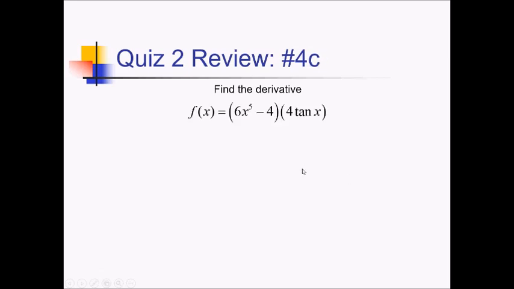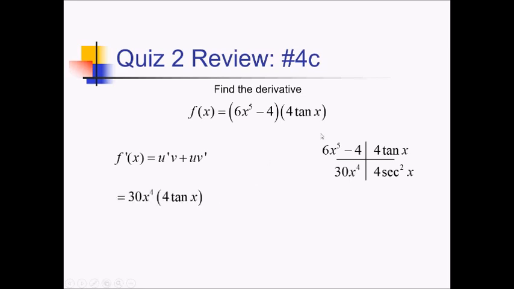To find this derivative, I will use the product rule, u prime v plus uv prime. For our box and ribbon, we've got 6x to the 5th minus 4 and 4 tan of x. In the lower boxes here, we have their derivatives, 30x to the 4th, and derivative of tan is secant squared, so this will be 4 secant squared of x. Using the ribbon to put it together, this is going to be 30x to the 4th times 4 tan of x, plus parentheses 6x to the 5th minus 4 times 4 secant squared of x.